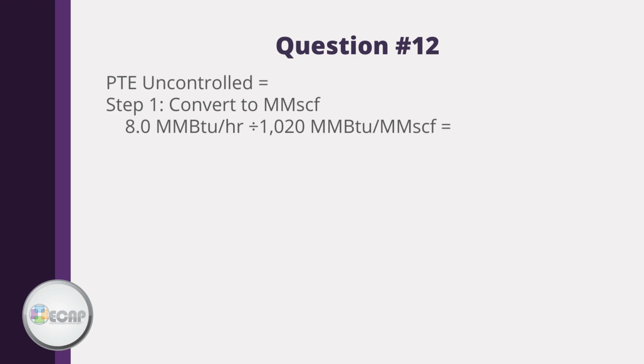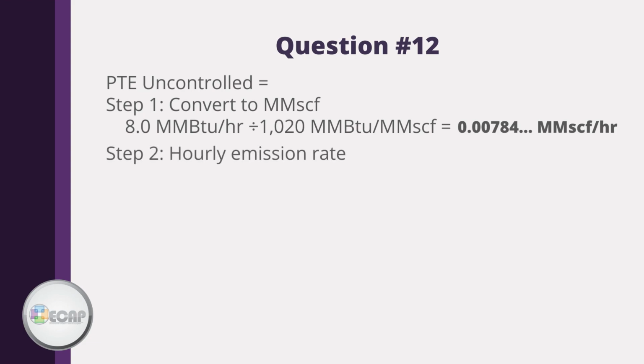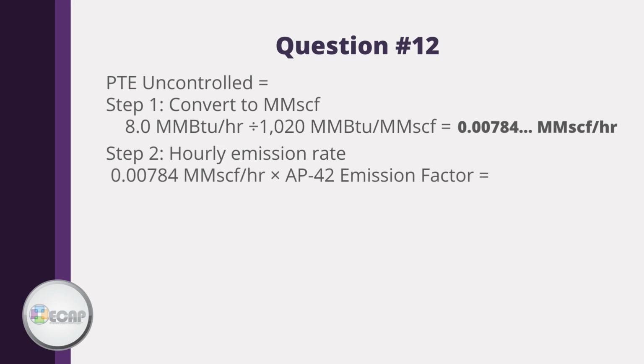The MMBTU will cancel out and give us an answer of 0.00784 MMSCF per hour. Step 2. Convert to hourly emission rates. We can find our emission factors using AP42. Remember, AP42 is a compilation of air emission factors located online. There we will find it as 84 pounds of carbon monoxide emitted per million standard cubic feet of natural gas burned. Multiplying these two gives us 0.65 pounds of carbon monoxide emitted per hour.